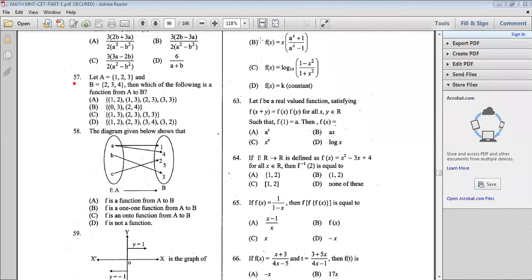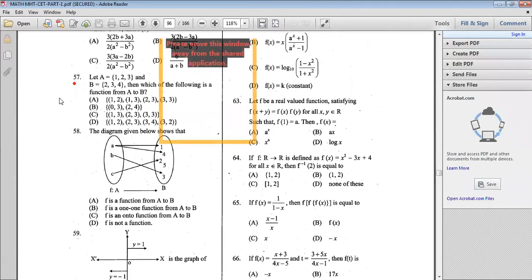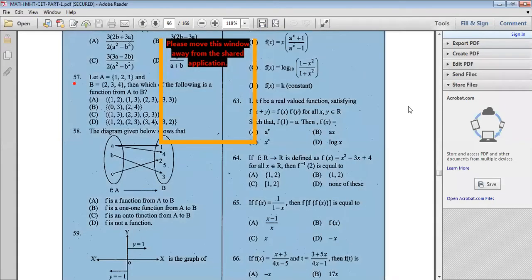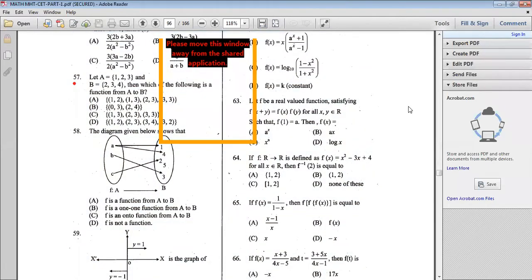Let's observe the 57th problem. Observe that the set A is given 1, 2, 3. Set B is given 2, 3, 4. Which of the following is a function from A to B? Observe the options once.